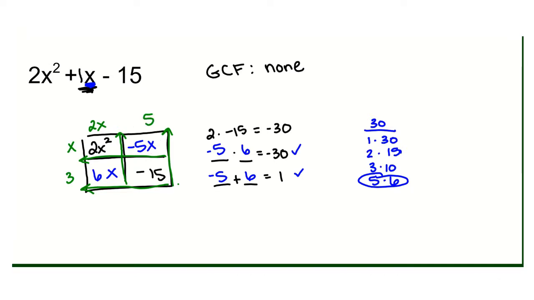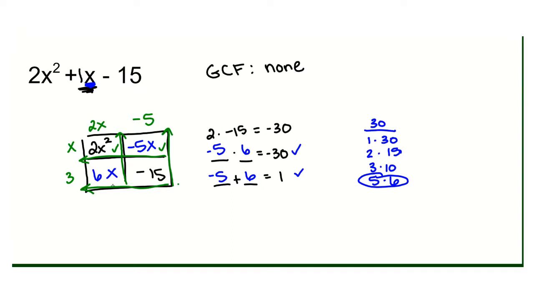The wonderful thing about factoring is you can always check your work. X times 2x is 2x squared. That works. X times 5 is positive 5x. I have this negative sign here, so I just found that I made a mistake. How can I fix this? Well, if I make this 5 negative, now it will work. Let's see. X times negative 5 is negative 5x. Now that works.